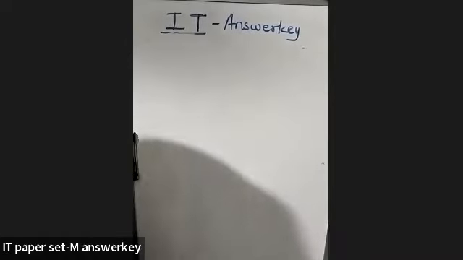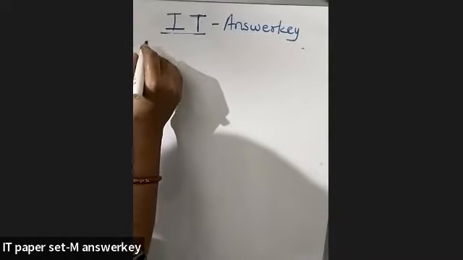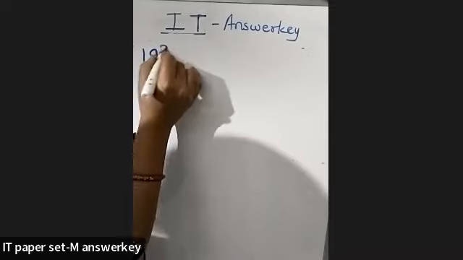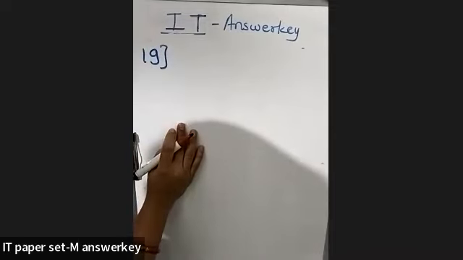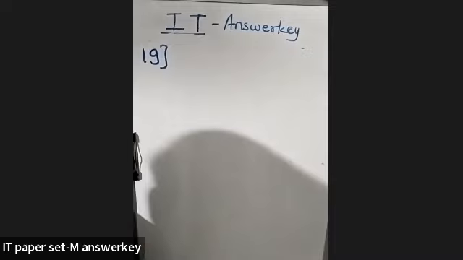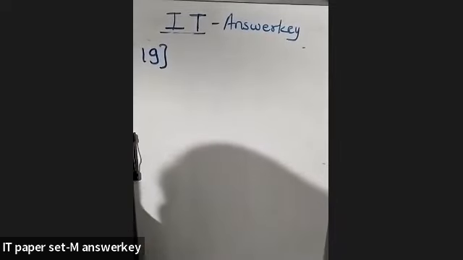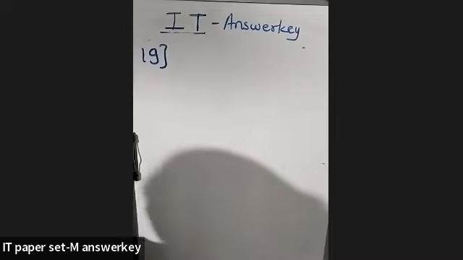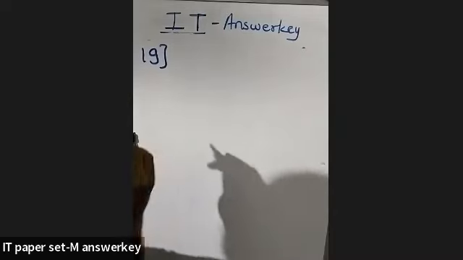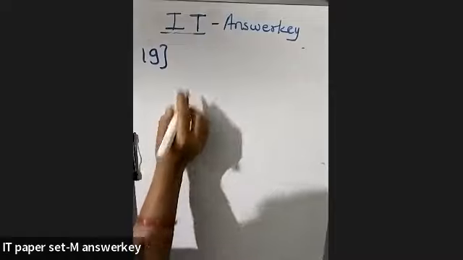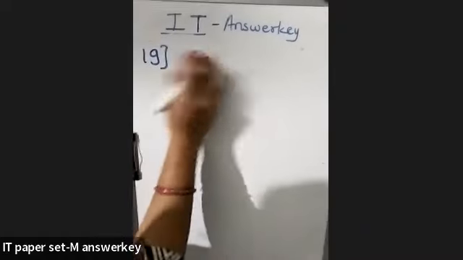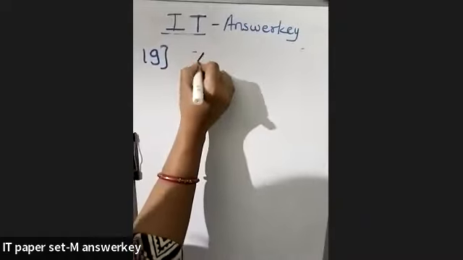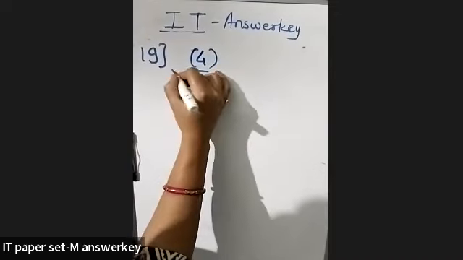Now come to the next question, question number 19. Pick out the odd one out. Book, pencil, eraser, computer. This is very easy. Others are stationery. Only computer is a gadget. So the odd one is computer. Option number 4 is correct. Computer.